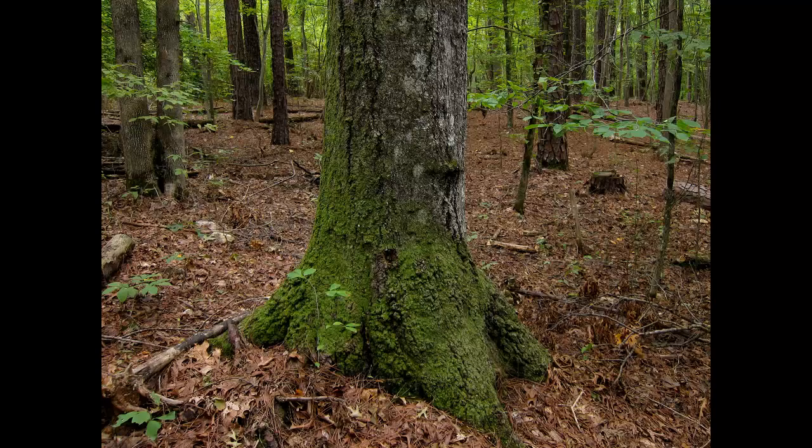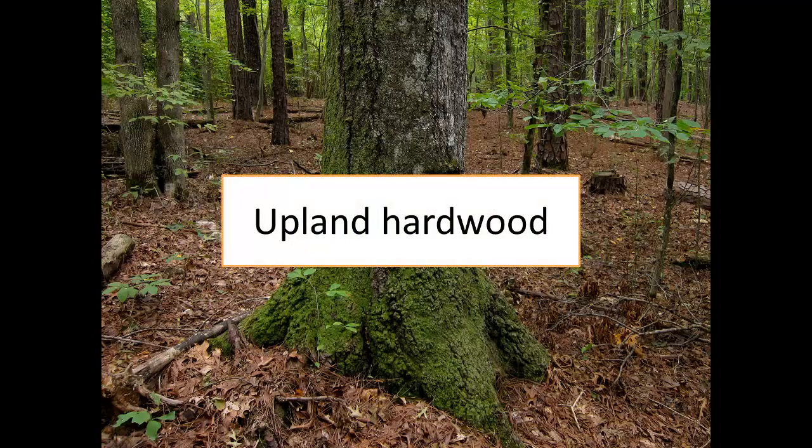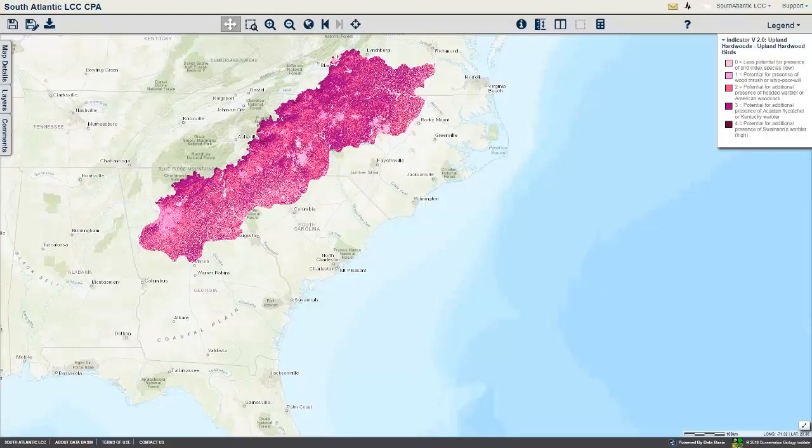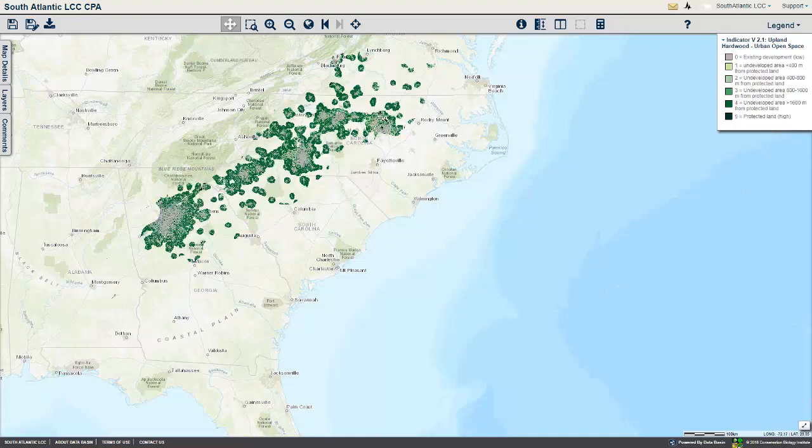Let's start with the Upland hardwood ecosystem and move gradually toward the coast. If you recall, ecosystem integrity is measured by a suite of different natural and cultural resource indicators. For all the indicator maps, darker colors indicate better condition or higher scores. We'll start with the indicators that are specific to the upland hardwood ecosystem. This is upland hardwood birds, an index of habitat suitability for 7 bird species. Urban open space is an index based on the distance of urban areas from open space.